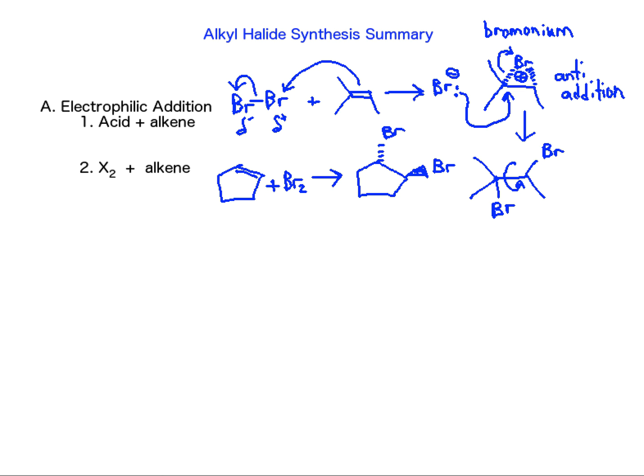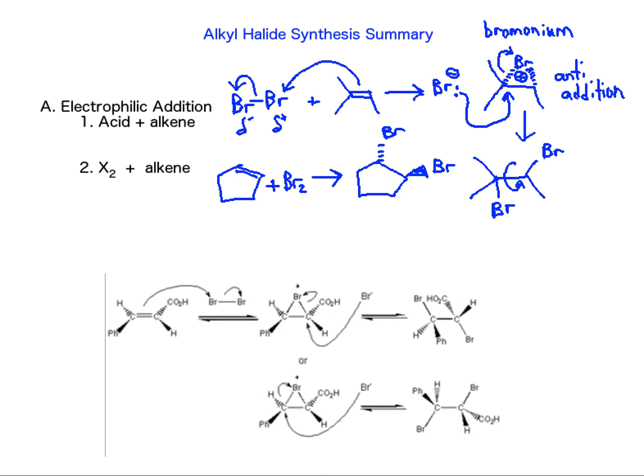Okay, let's look at maybe a more clear version of this mechanism. Here we have a bromine attacking this double bond. This Ph stands for a phenyl ring. A phenyl ring is just a benzene ring. So it's something big and bulky over here.